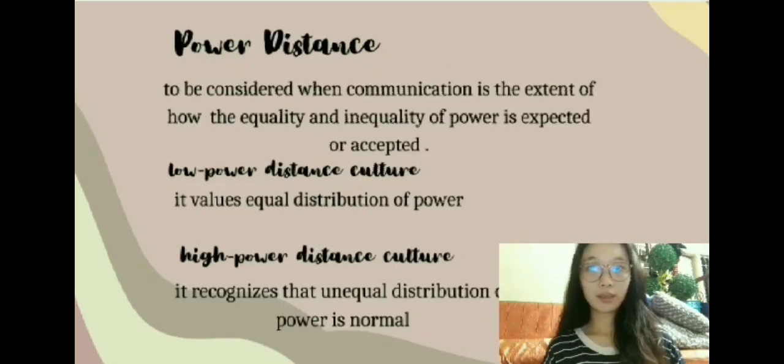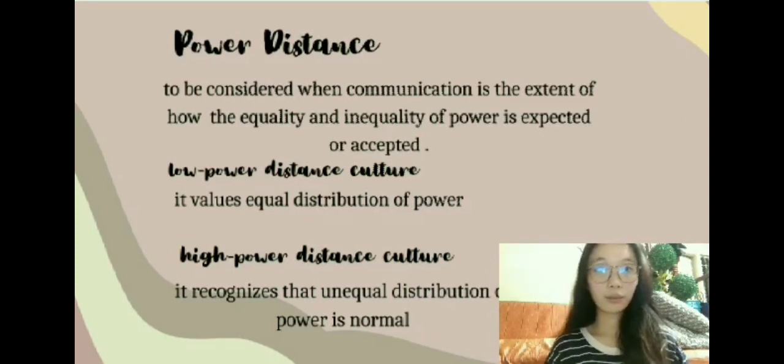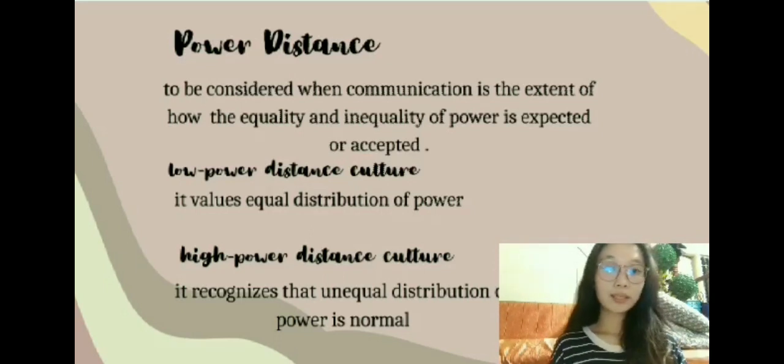Power distance, to be considered when communicating, is the extent to which equality and inequality of power is expected or accepted. Lower power distance culture values equal distribution of power. And high power distance culture recognizes the unequal distribution of power as normal.